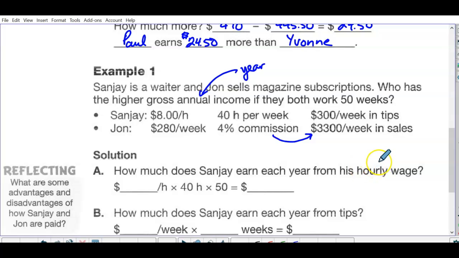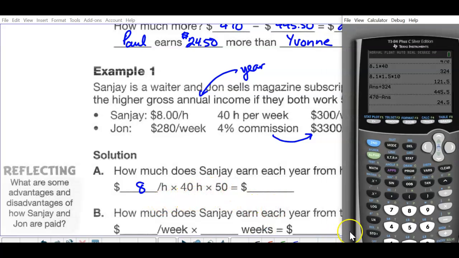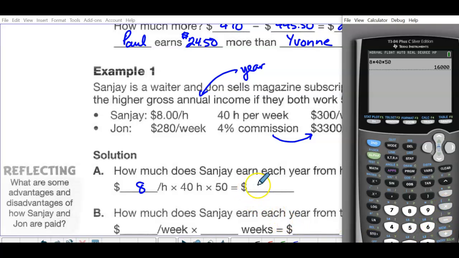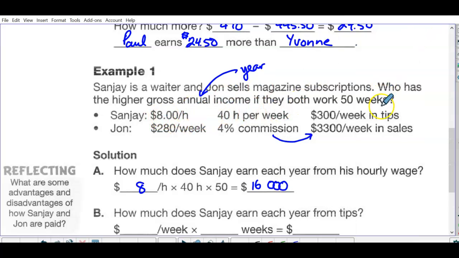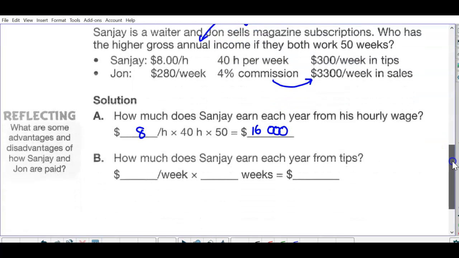How much does he earn each year from his hourly wage? So $8 per hour for 40 hours a week for 50 weeks. So you can just do that one single calculation. So $8 an hour for 40 hours. You can press enter, but you don't need to, times 50. So 16,000. So you can see, again, not very much money for these days because $8 an hour is not even close to minimum wage.